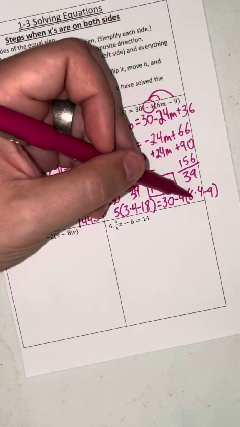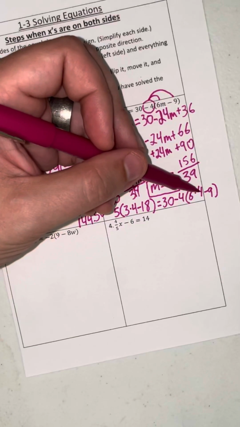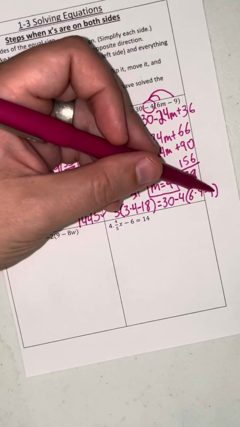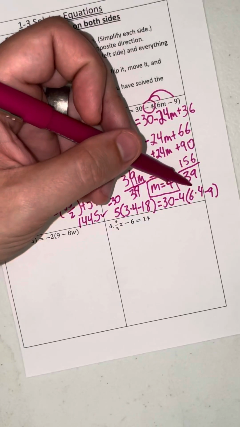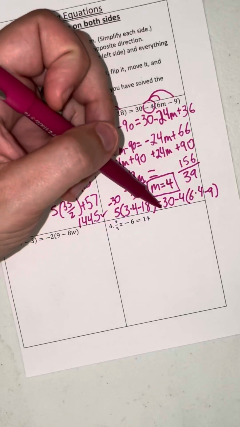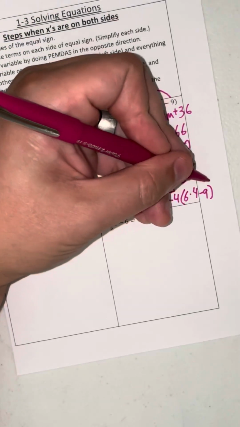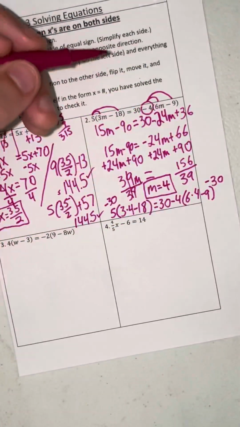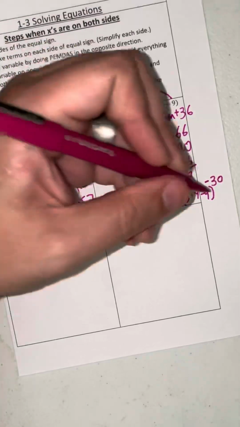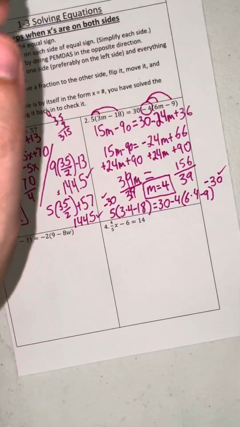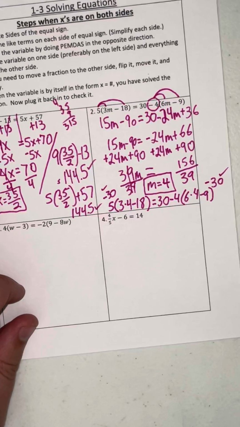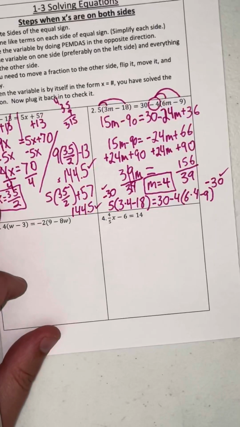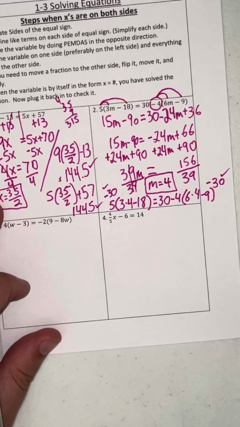What I end up with here, 6 times 4 is 24, minus 9 is 15. 15 times negative 4 gives me negative 60. 30 minus 60 also gives me a negative 30. So again, those check out, and you can kind of see why I was suggesting, hey, if you've got your own sheet of paper, it gives you a lot more room to kind of work this out and check.